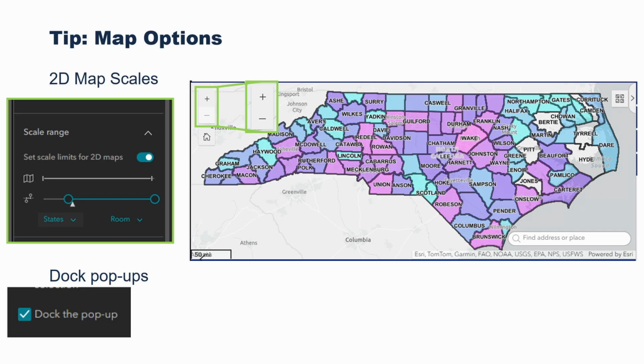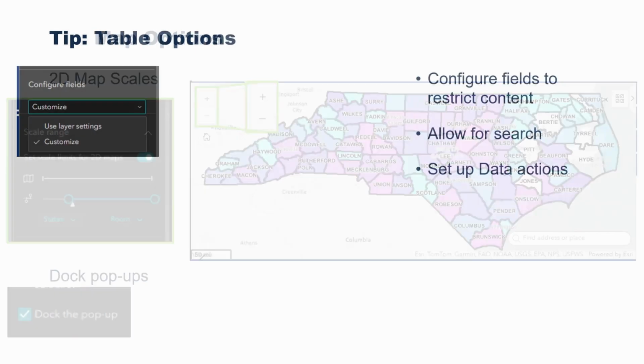Also, docking pop-ups can be helpful. When you select something on your map that you have a pop-up applied to, it can sometimes cover what you've selected or pop up sort of off the screen. So if you dock it, you know where it's going to pop up every time, and it's more reliable.